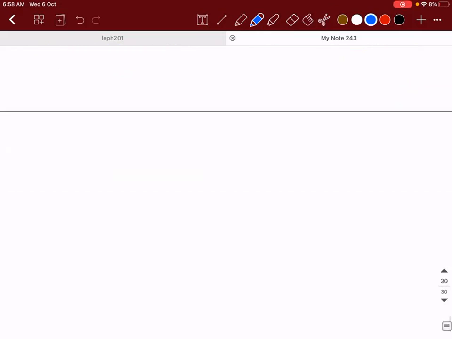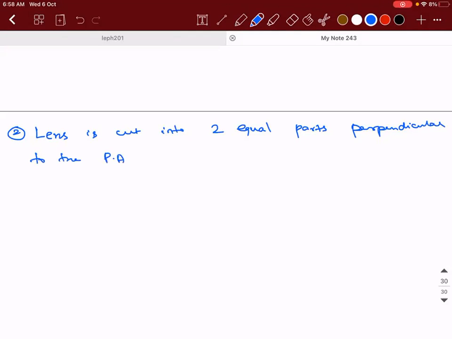The second point is, a lens is cut into two equal parts perpendicular to the principal axis. Then what will happen? See, whatever I'm doing now, don't think it is applicable only for a convex lens. Whatever I'm doing is applicable for any kind of lens. Okay.